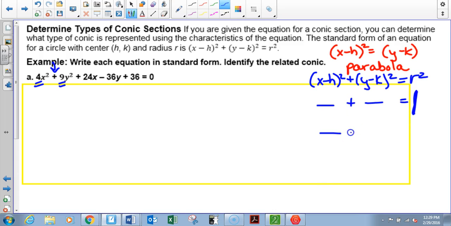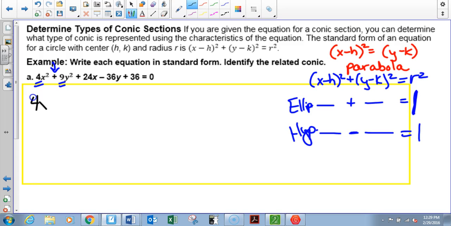Tomorrow, or the next day, we're going to do ones with a minus in between here, and then it's going to be a hyperbola. Okay? This is an ellipse, and this is a hyperbola. All right, but today I don't think you're going to find any hyperbolas. All right. You have this one done for you, so all you got to do is watch me.